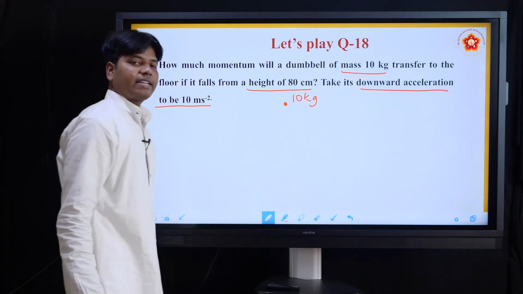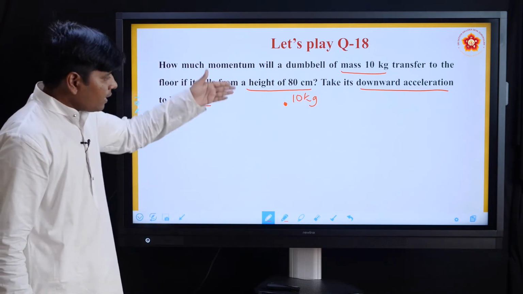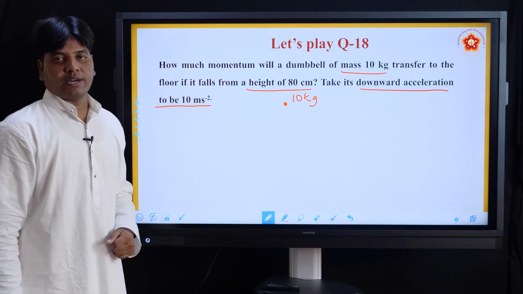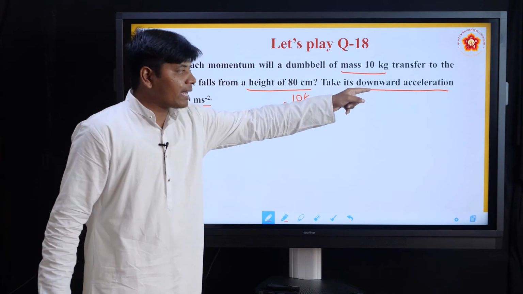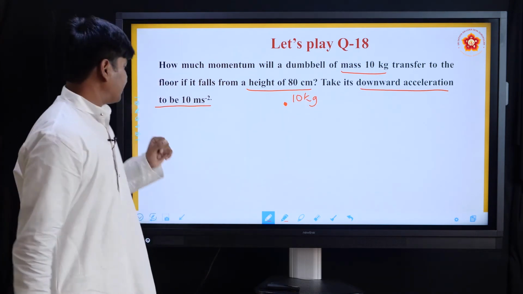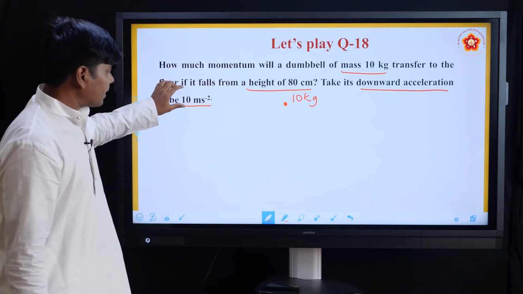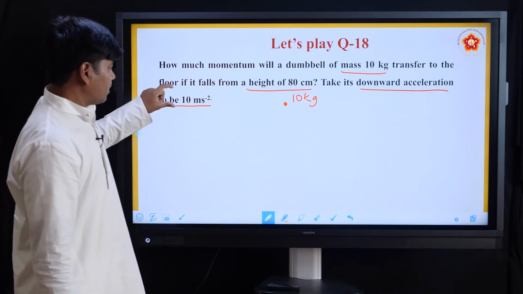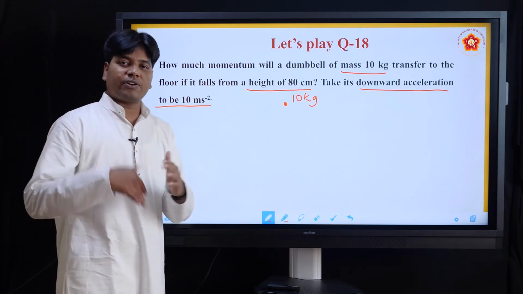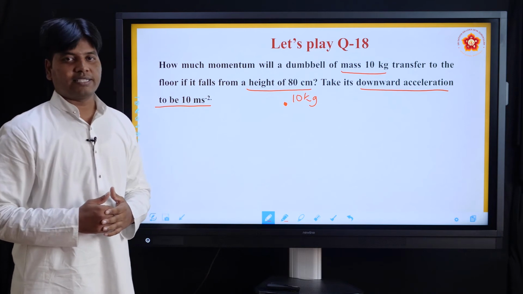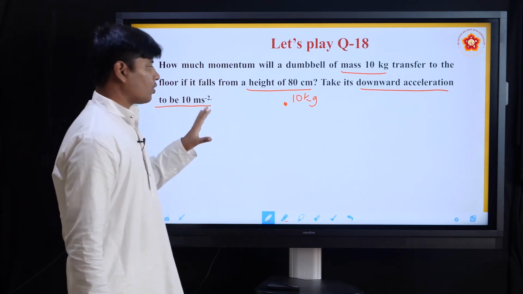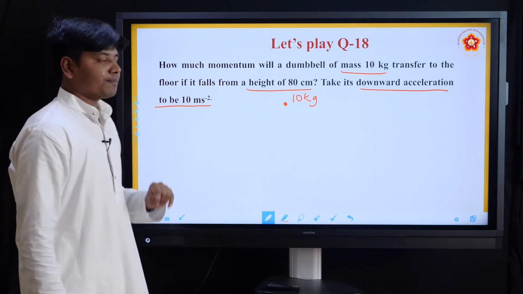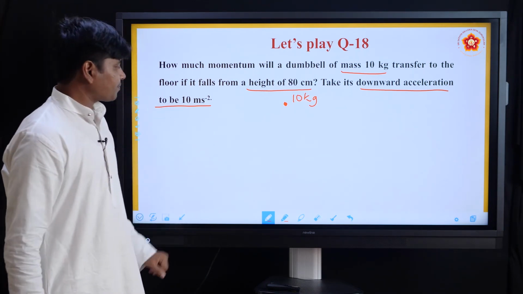Mass of the object is 10 kgs. Now it is falling down. It is falling down with what? With the downward acceleration of 10 meters per second squared. We will derive this magnitude in our next chapter called gravitation. As of now, just consider that this ball is falling down with a constant acceleration of 10 meters per second squared. What does this mean?